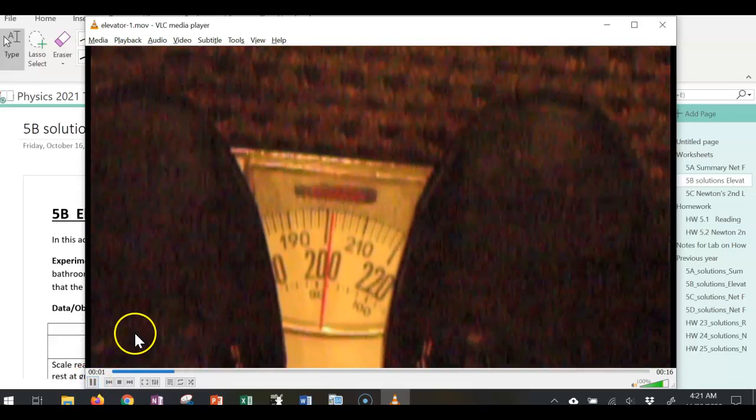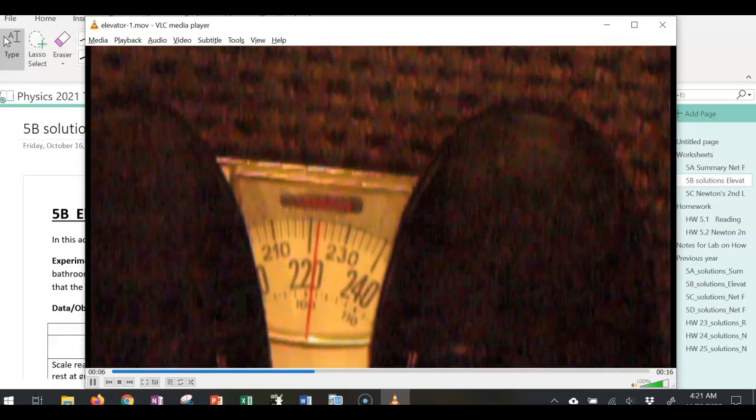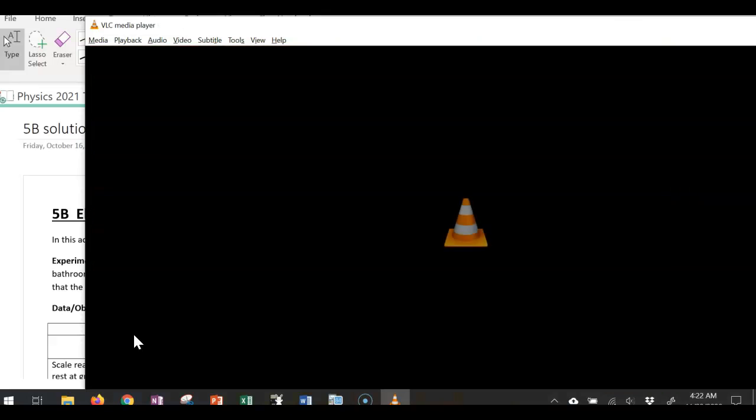Now I'm going to start the video, and he's moving from the ground floor up to the 12th floor. So here we go. Oh, his weight is changing. It went to 222, then back to 202, then to 186 it looks like, and then it returns to 202.